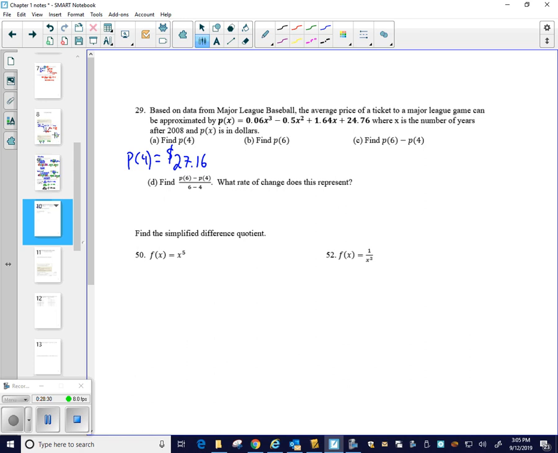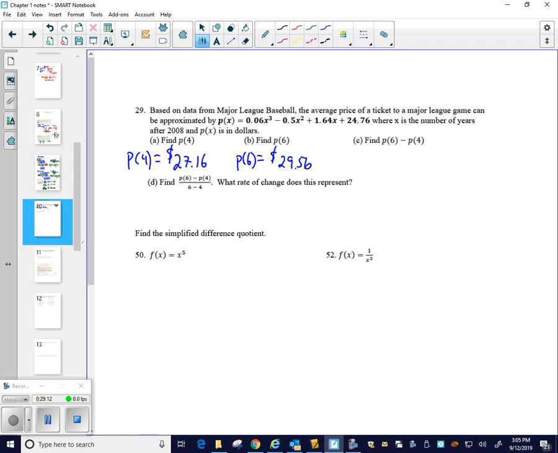P of 6, do the same thing, but plug the 6 in. So let's see what we get there. 0.06 times 6 to the 3rd power, minus 0.5 times 6 squared, plus 1.64 times 6, plus 24.76. And for that one, I get 29.56.